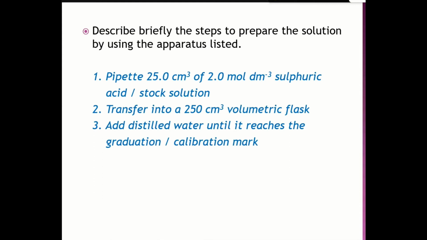Because the question only asks you to describe briefly, if described briefly, it's just coming out with the J1. So 25 cm³ stock solution transferred into a 250 cm³ volumetric flask, add distilled water till the calibration mark. So this is a part of the part.